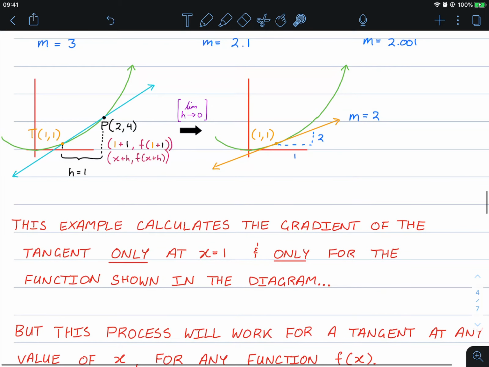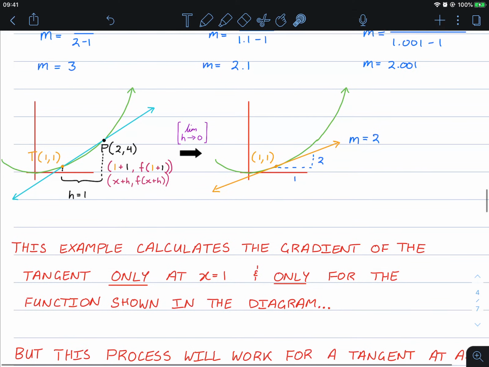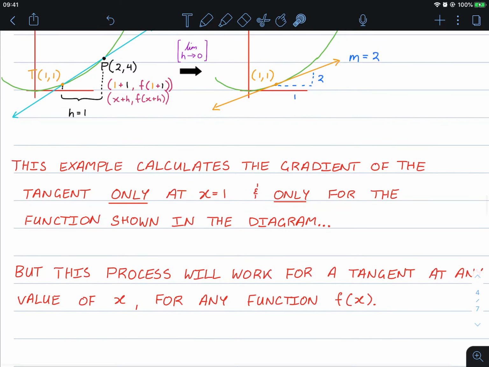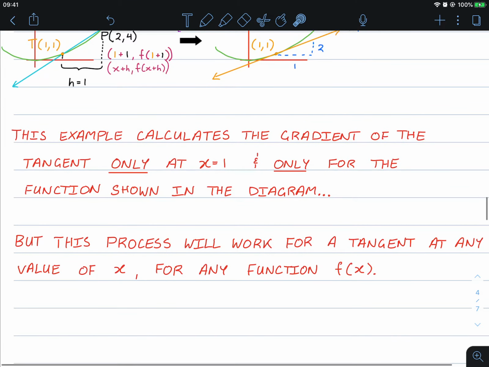So this example calculates the gradient of the tangent only at this point, and only for the function shown here, so only for this particular curve. But this process will work for a tangent at any value of x for any function or curve f of x.